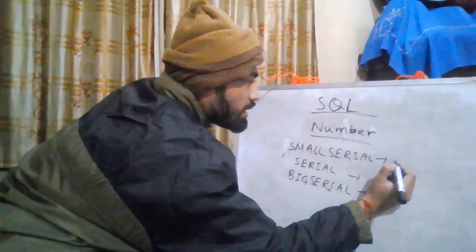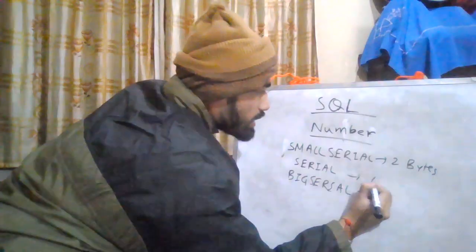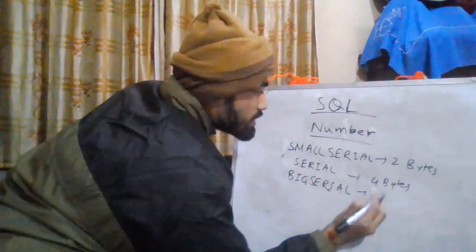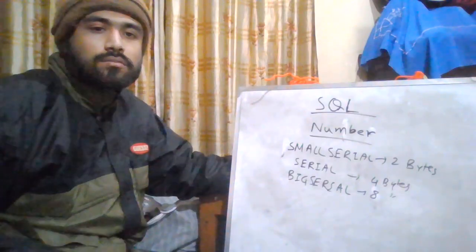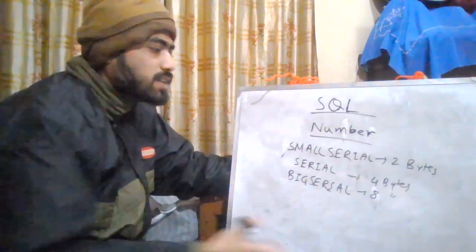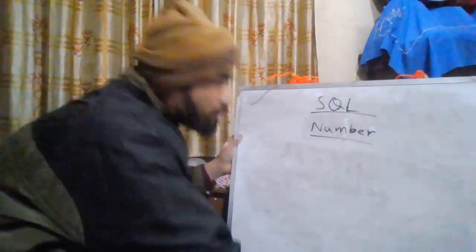It is auto incremental in nature. So 2 bytes, this is 4 bytes, and this is 8 bytes. So small serial, serial and big serial: 2 bytes, 4 bytes, 8 bytes. Done.